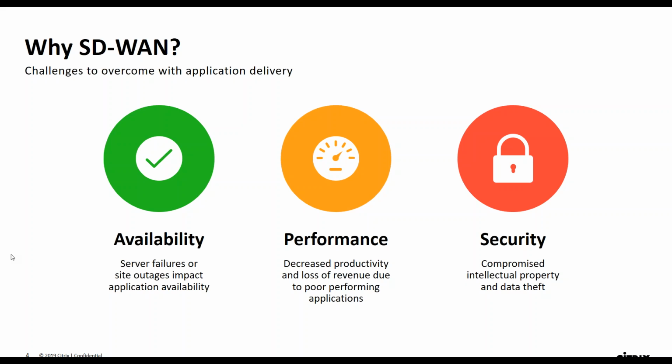On top of that, we have a lot of other challenges which we want to overcome as we transition to this new era of software-defined networking. An important key is delivering better application performance. And we want to make sure that when we're using our apps, we do have availability from server failures or site outages. And traditionally, this has always impacted application availability.